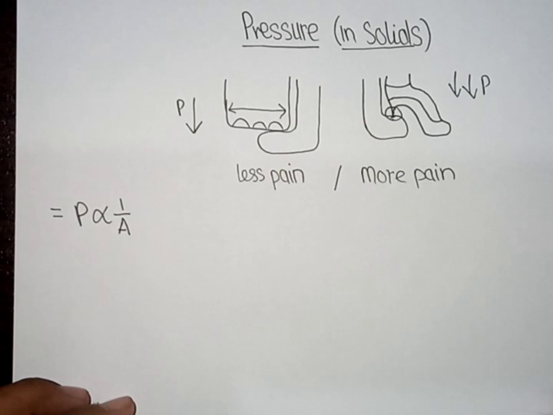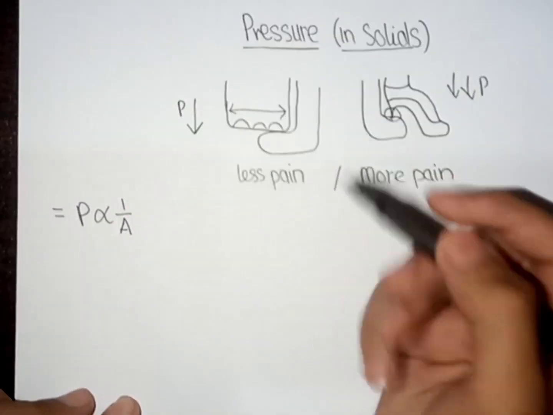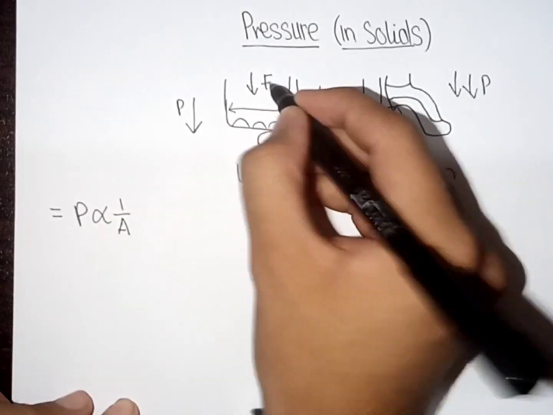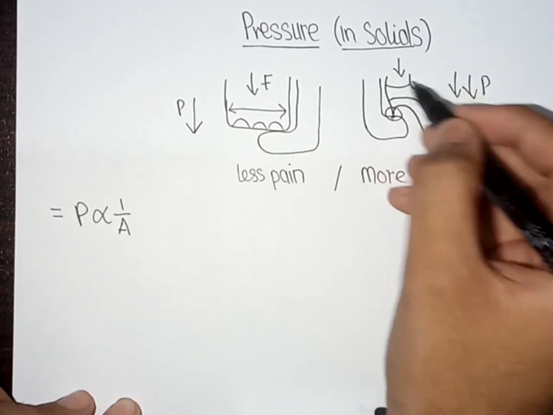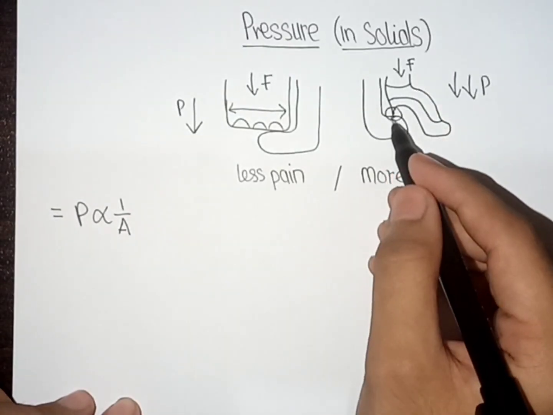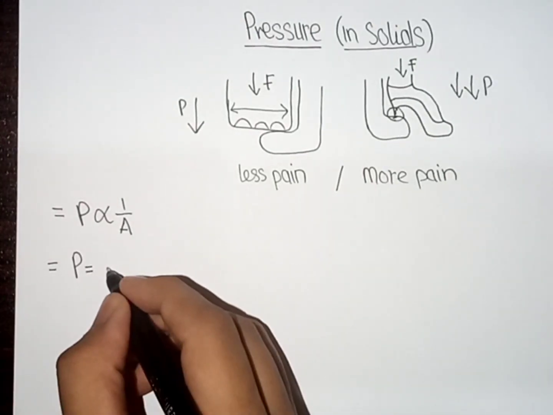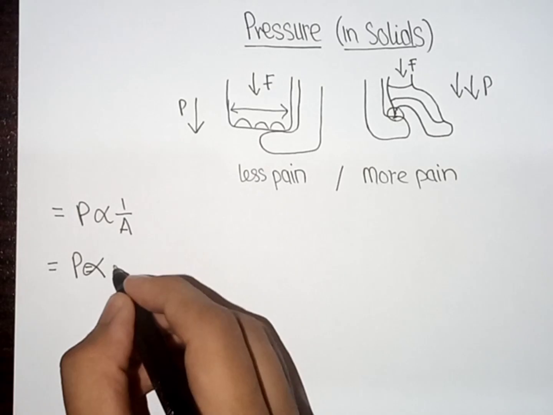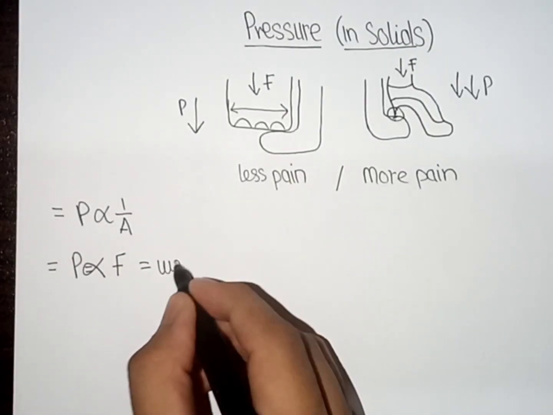Now for example, here is the huge area. So it means that there will be more force, obviously, and here there will be a lesser force. Because the area is small, there will be lesser force applying on the area. It means that the pressure is directly proportional to force. We can consider force as a weight.